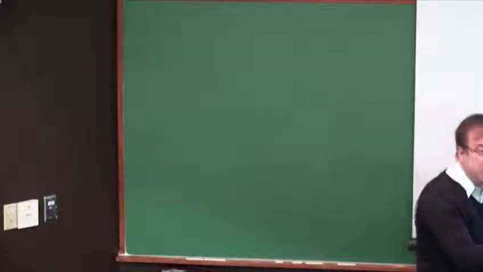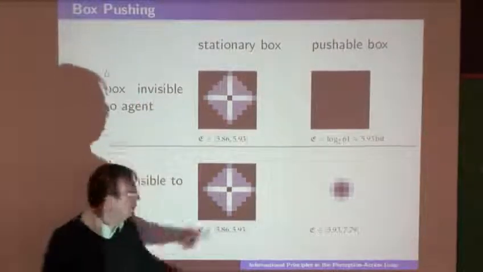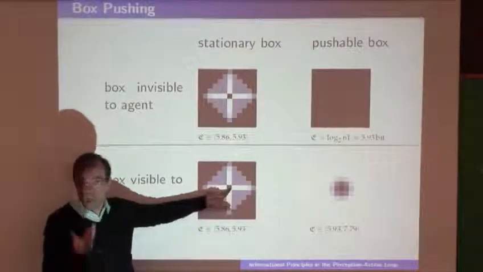Box visible to the agent. There's a box in the room, but this box takes away space. You can't move it. In this case, you see dark means you have lots of freedom to move. Close to the box, you can't move. When you're up on the box, however, you can jump down. Therefore, on the box, you have a dark spot, which is high empowerment.